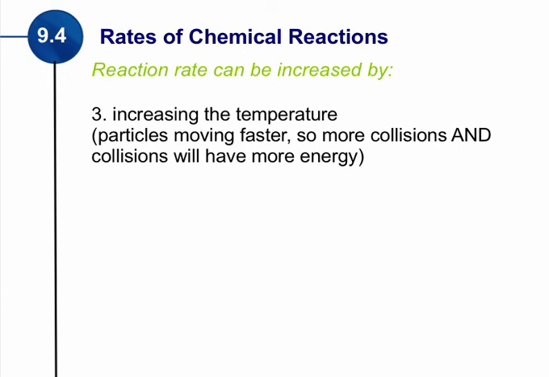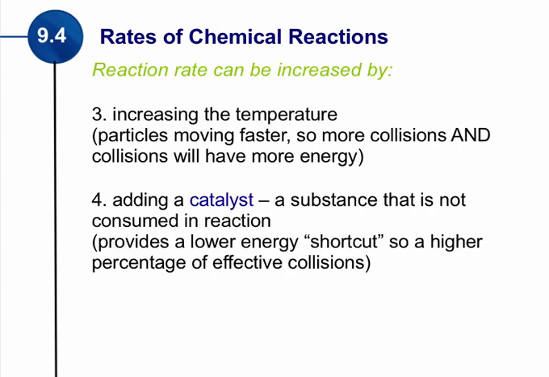And our last one is by adding what's called a catalyst. A catalyst is a substance that we add to a reaction. It is not used in the reaction in any way, but what it does is it really provides a shortcut, a way for the reaction to occur with lower energy. We're going to look at catalysts in more detail, but this lower energy allows more effective collisions to occur.